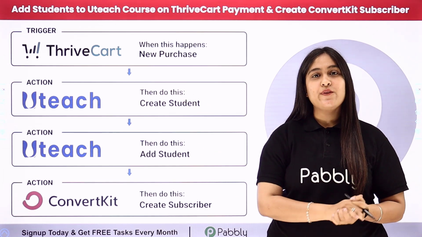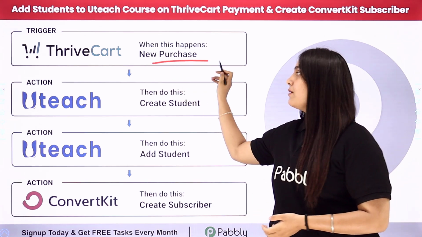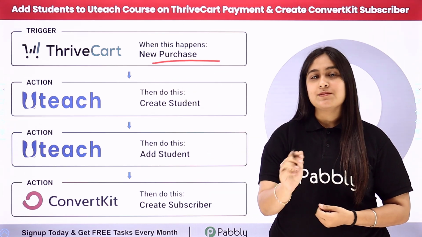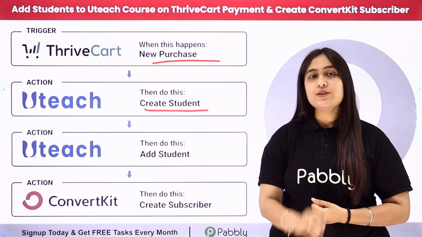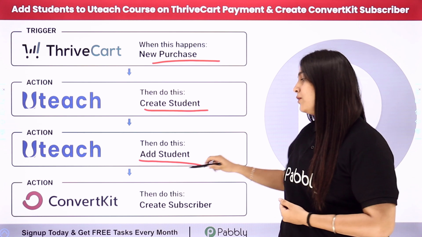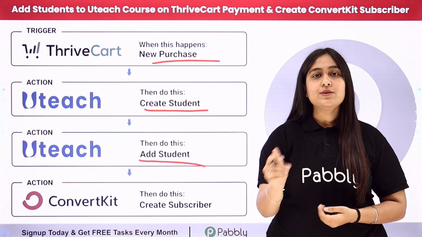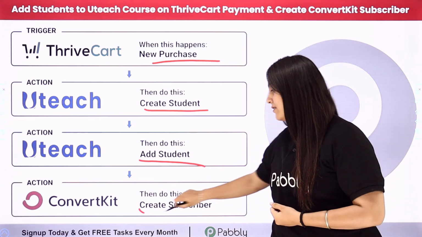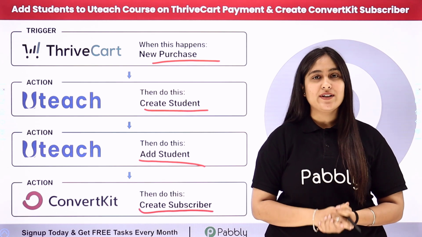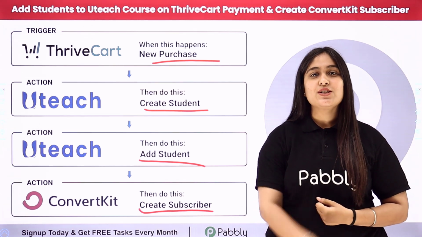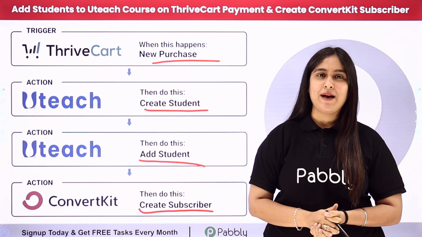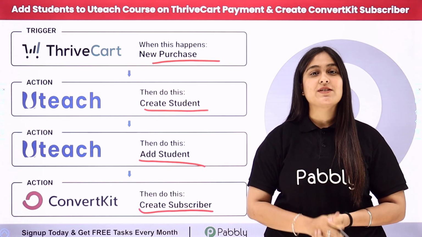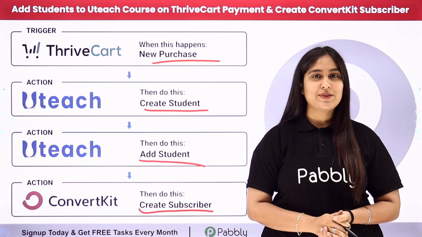So here in this case, I want whenever a new purchase is made, automatically that customer should be created as a student in my Uteach account, and after that, automatically that student should be added to a course, and after that automatically that student should be created as a subscriber in my ConvertKit account as well. So here to build this connection, I need to connect these applications using an automation software named as Pabbly Connect. So here to learn this process step by step, let me take you to my screen.